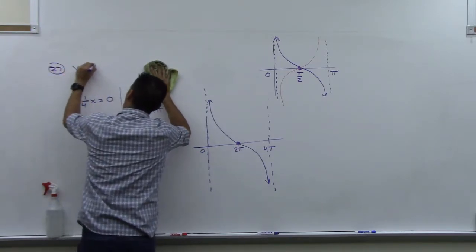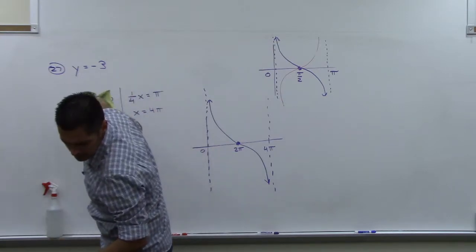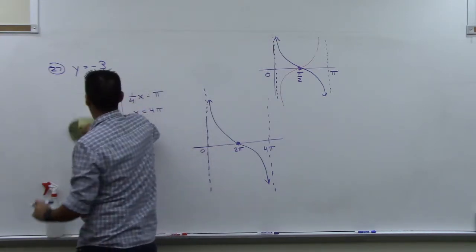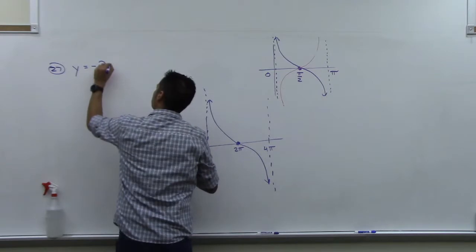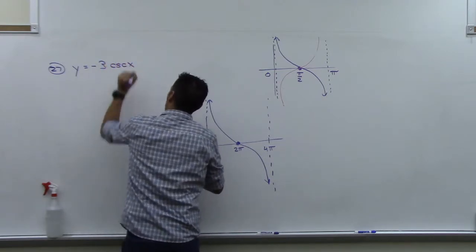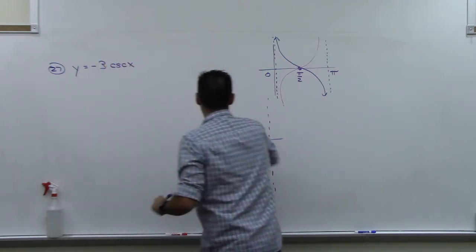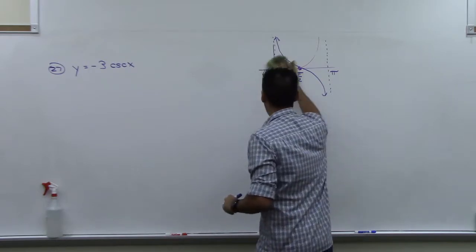Y equals -3. Did I say secant? Yeah, I said secant. It's cosecant x. All right, now how do we graph these? Now I did this in class, I'm sure of that.